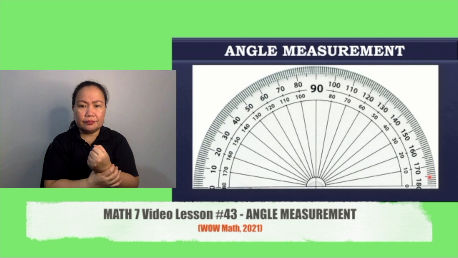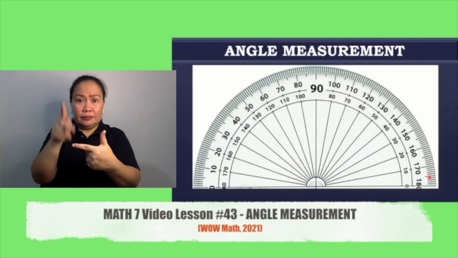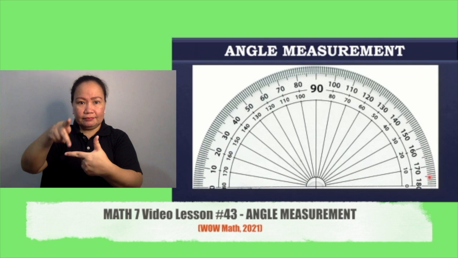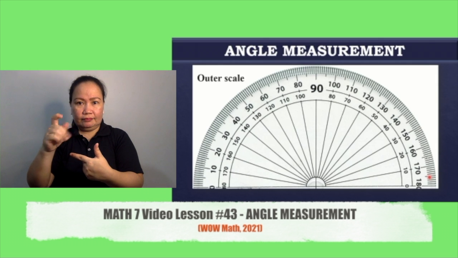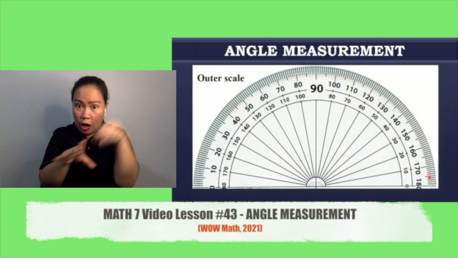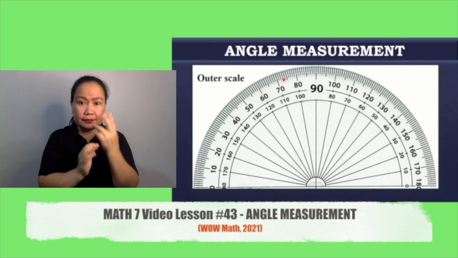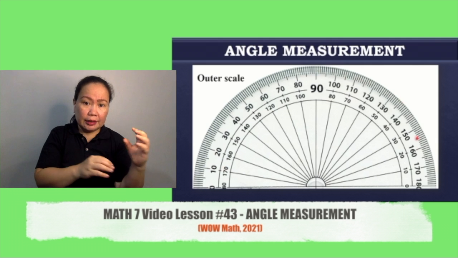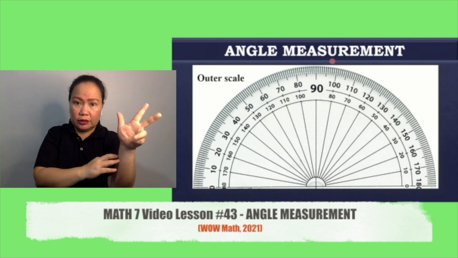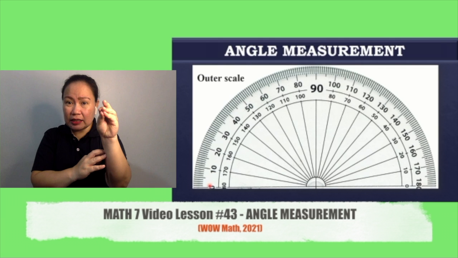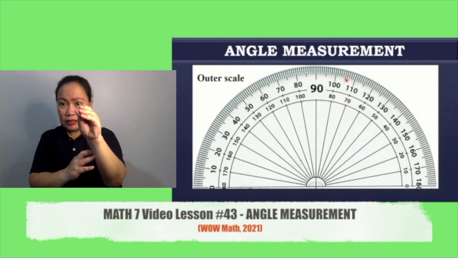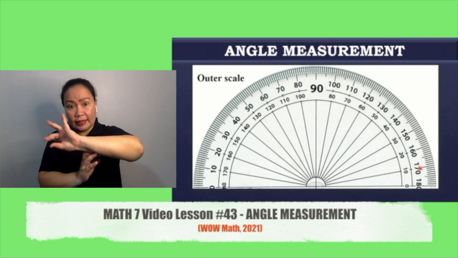Ito siya. So, I have here a protractor. So, ito po yung protractor natin. Meron tayong tinatawag na outer scale. Pag sinabi po nating outer, siya yung nasa labas, malapit sa labas. Okay? Siya yung nasa gilid. So, ito po yung outer scale natin. Ito po, yung from 0 to 180. Okay? From left to right.